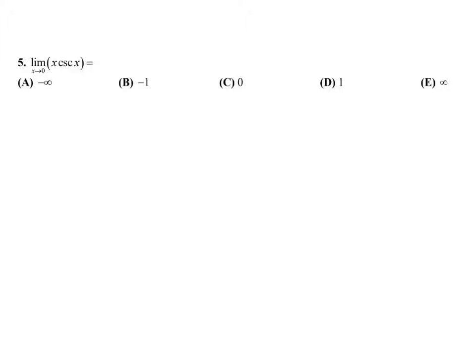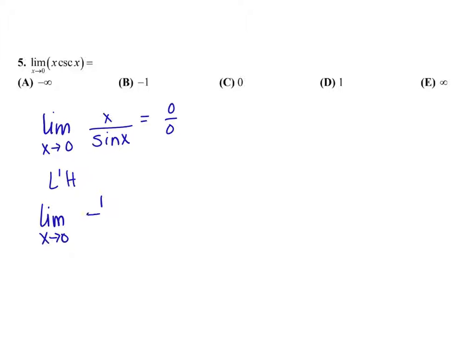Okay, for number 5, we have x times cosecant. I would rewrite this so that I have the limit as x approaches 0 of x over sine of x. And that puts me in 0 over 0. So now we can do L'Hopital. And so we're going to have the limit as x approaches 0 of 1 over cosine of x. And that's good because that's going to give us 1 over 1. So we get 1 again.